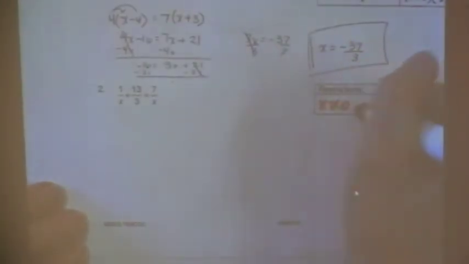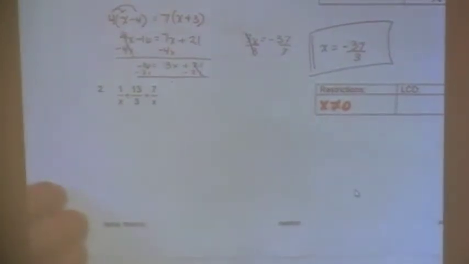Because if it was, that would make that denominator 0. My second fraction, 13 over 3, has no restriction. Why not? Because there's no x down there. So there's nothing that's going to change that fraction, so that denominator won't ever go to 0. Then my third fraction, all the way on the right-hand side, it's also 0. And we've already written that, so we're good.